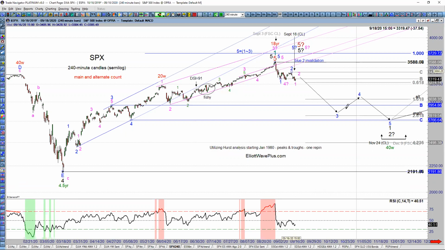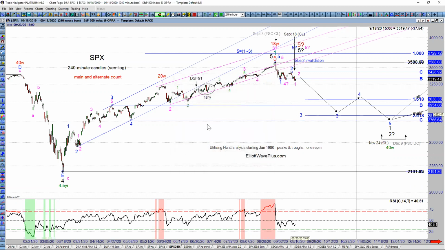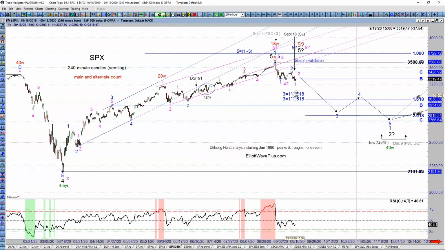Well, we would look for a blue wave 3 that was at least 1.618 times the length of wave 1, and potentially 2.618, especially if it starts with a 1-2-1-2, that would suggest a longer third wave. So there's a couple targets there.